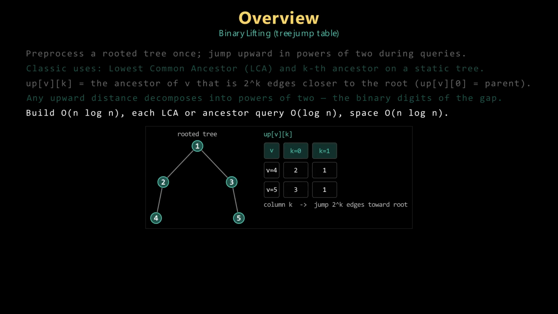The tree must stay static while we query. If edges change, rebuild the table or pick a dynamic structure instead.